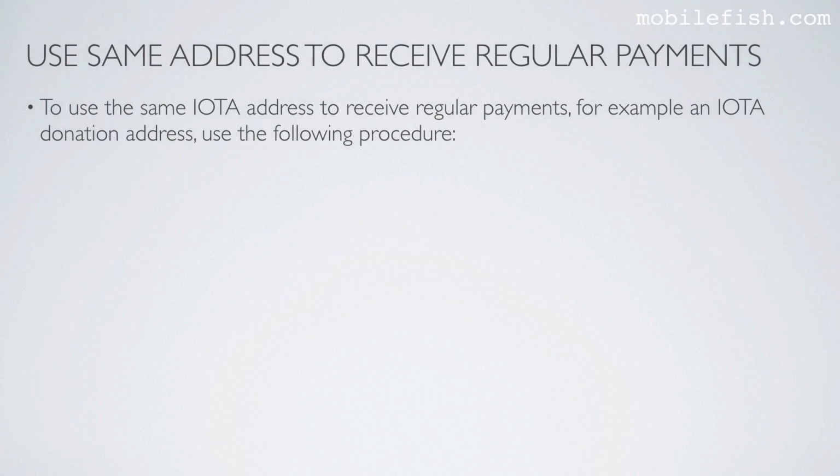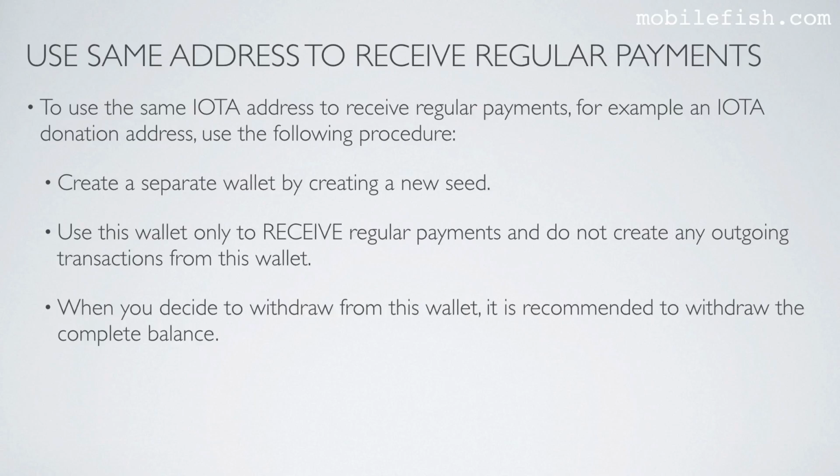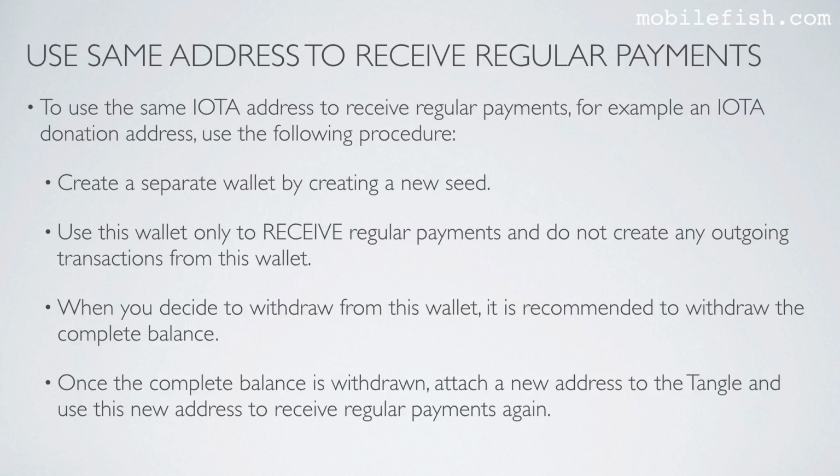To use the same IOTA address to receive regular payments, for example an IOTA donation address, use the following procedure. Create a separate wallet by creating a new seed. Use this wallet only to receive regular payments and do not create any outgoing transactions from this wallet. When you decide to withdraw from this wallet, it is recommended to withdraw the complete balance. Once the complete balance is withdrawn, attach a new address to the Tangle and use this new address to receive regular payments again.